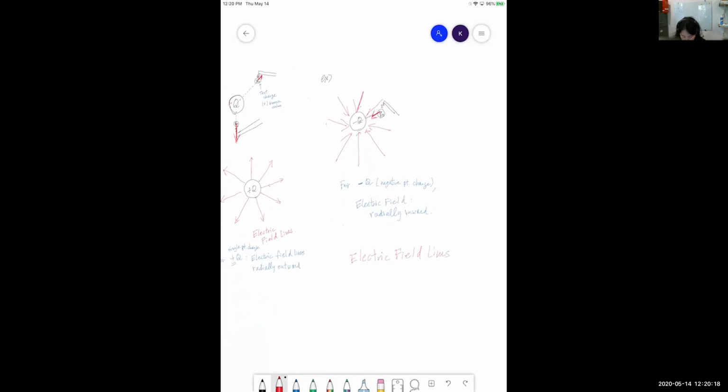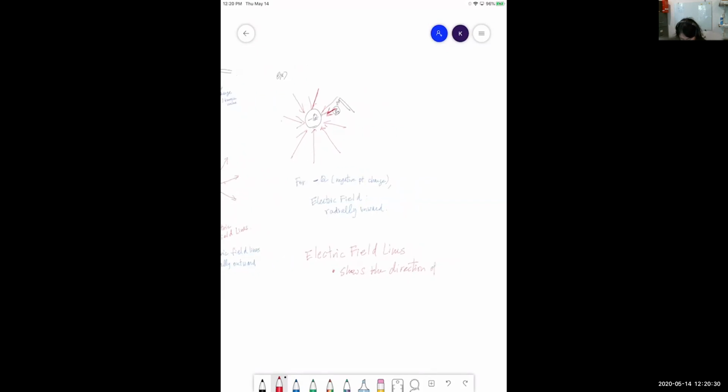It shows the direction. Direction of electric field, right? If it's inward or outward, that depends on the source, big Q. If big Q is positive, it's radially outward. If big Q is minus Q, it's inward, radially inward. And the electric field line shows the direction.